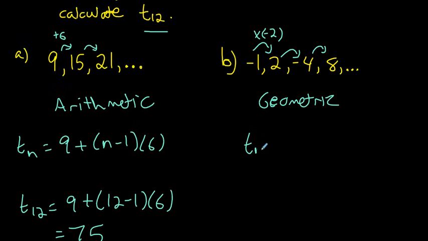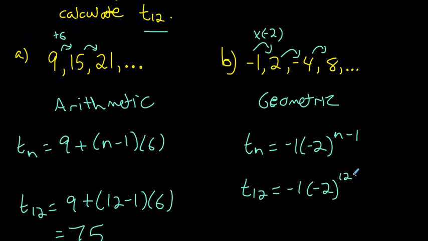So our formula for the general term is equal to the first term, -1, multiplied by the common ratio, -2, n minus 1 times. So if we want the 12th term, we would have to multiply -1 by -2, 12 minus 1 times. And if we go ahead and do that, we would get term 12 equals 2048.